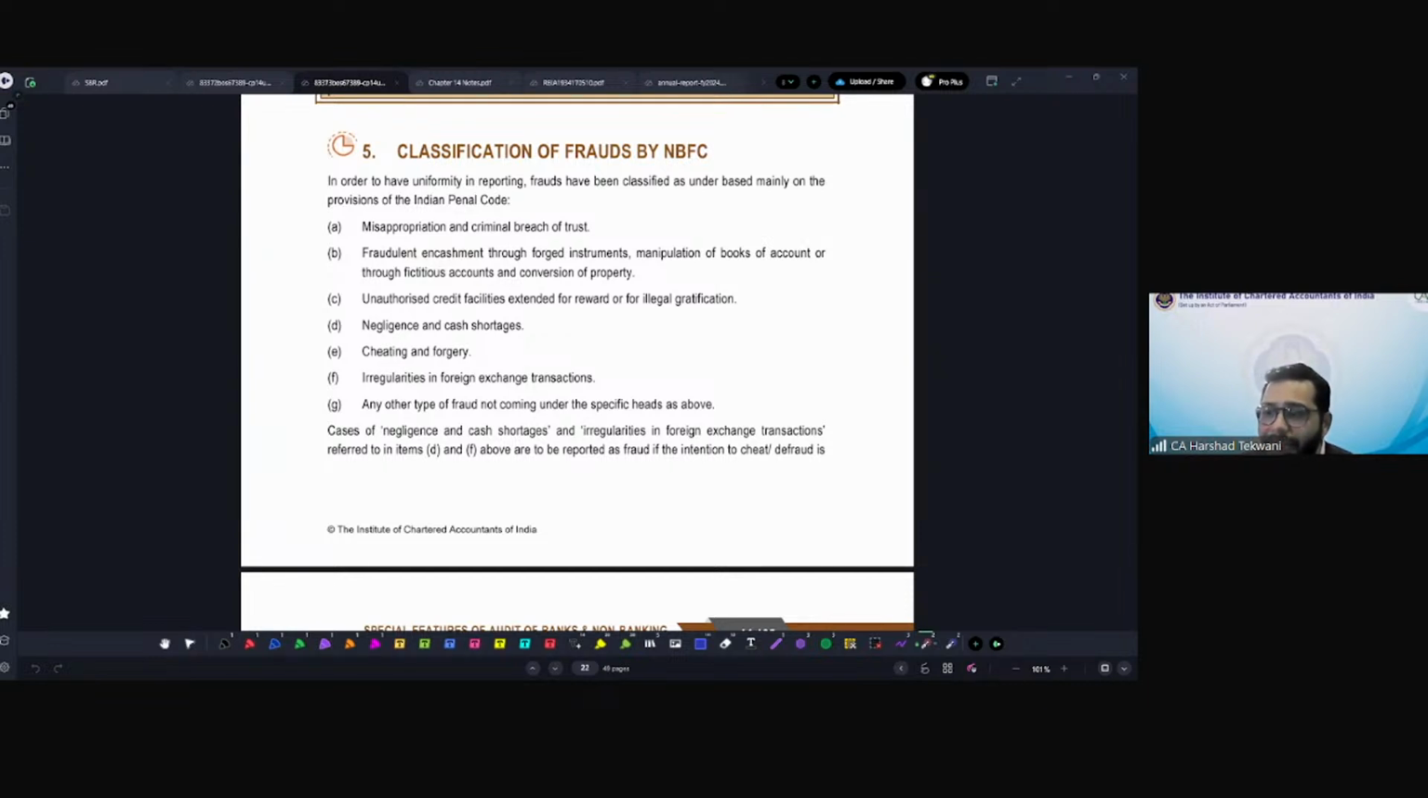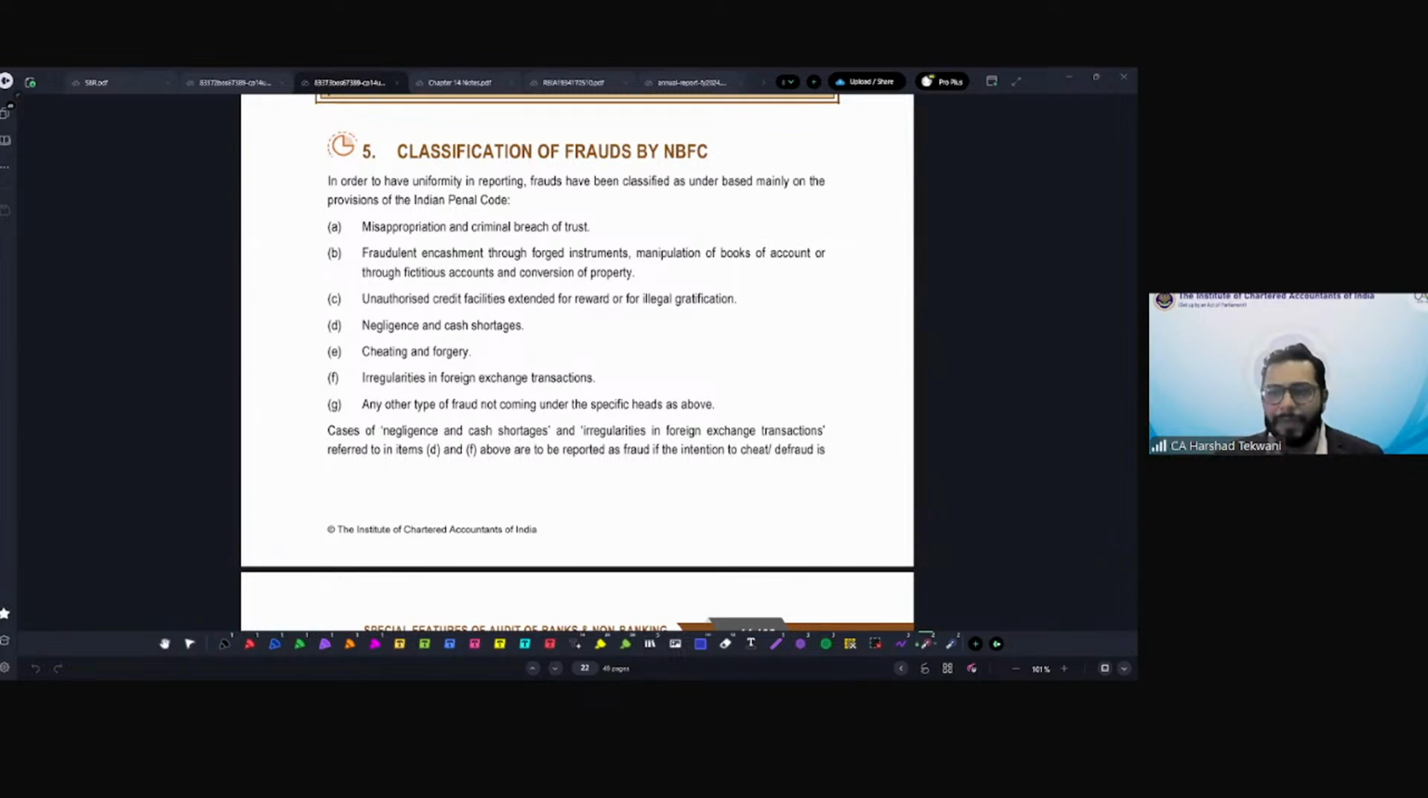Now, when it comes to fraud with respect to the NBFC, there was a recent requirement by the RBI with respect to having a particular framework for fraud monitoring. Recently, RBI required NBFCs to implement a framework to monitor fraud. That was basically a master direction on fraud risk management in the NBFC. Now, what is this fraud risk management basically?